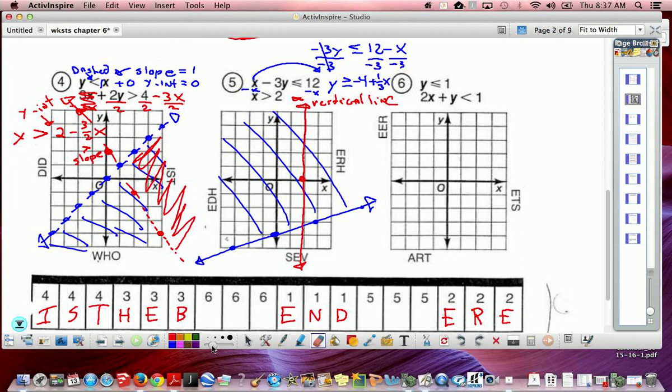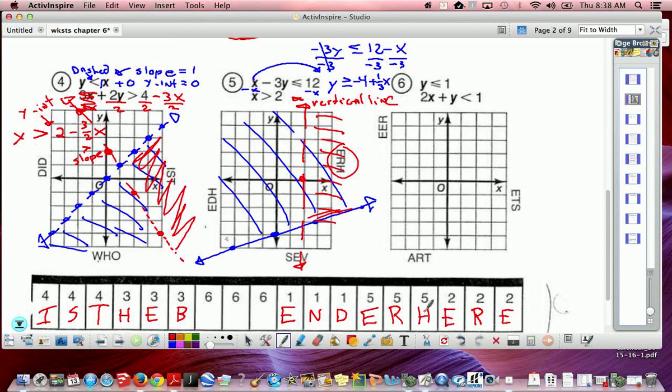I didn't see my eraser being so big, so I'm just going to kind of erase some of the lines so I make it dashed because it doesn't have the equals. Now I want numbers that are bigger than 2, so that is to the right. Let me get back to the pen. Hope I can stop right here technically. So I will put ERH.